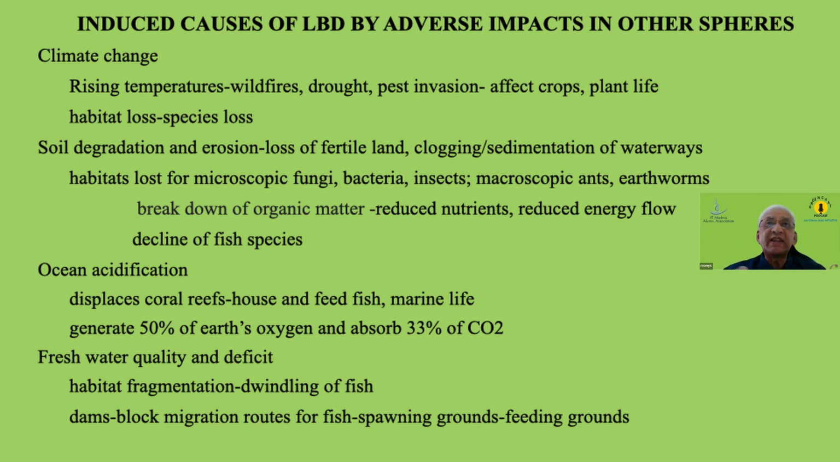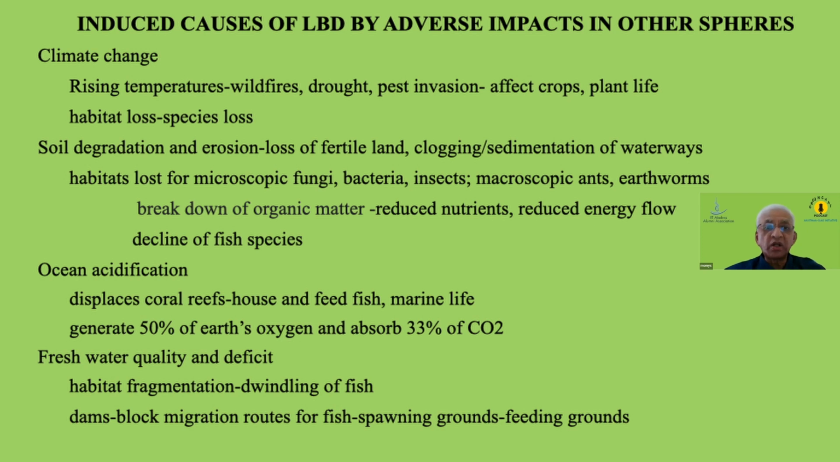And then we come to ocean acidification. As Suresh, you rightly said, it displaces coral reefs. Now, coral reefs are something like tree structures. They house and feed fish and marine life. And if the coral reefs go away, we really have loss of marine species. And mind you, the coral reefs absorb 33% of carbon dioxide, and they generate approximately 50% of the oxygen on Earth. That's a tall need for the planet.